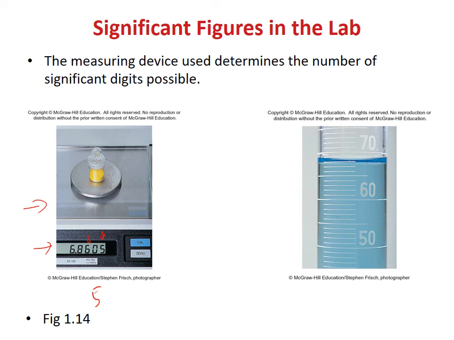5 significant figures. Now, if you use a graduated cylinder like this one to measure the liquid volume, and you can read 68. So here is 68. And then the next one you need to estimate, for example, 68.2. So this is uncertain, and you have 3 significant figures. So in this case, the graduated cylinder has fewer significant figures for the measurements than this analytical balance.